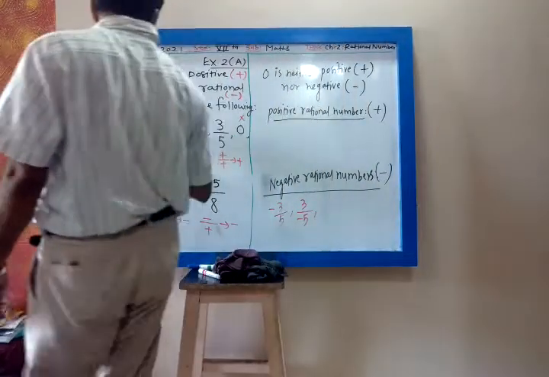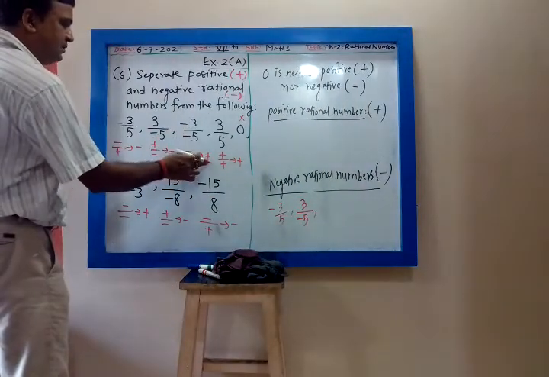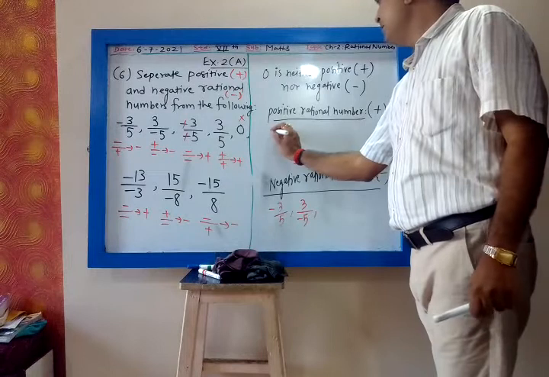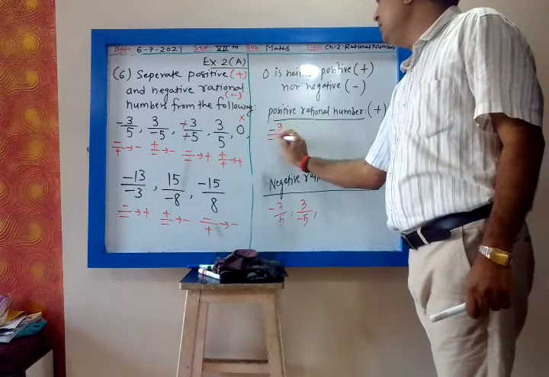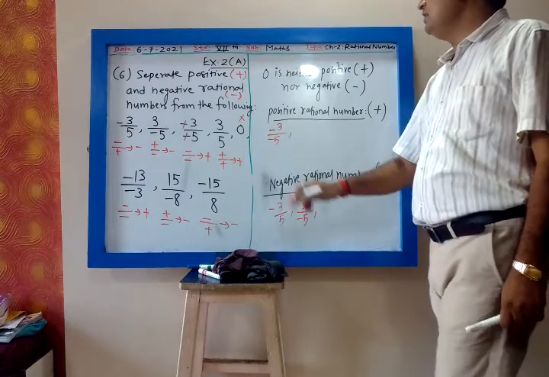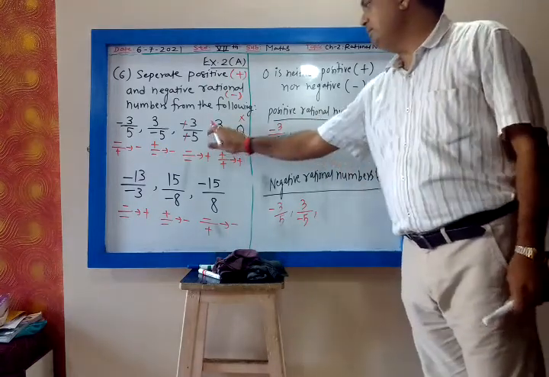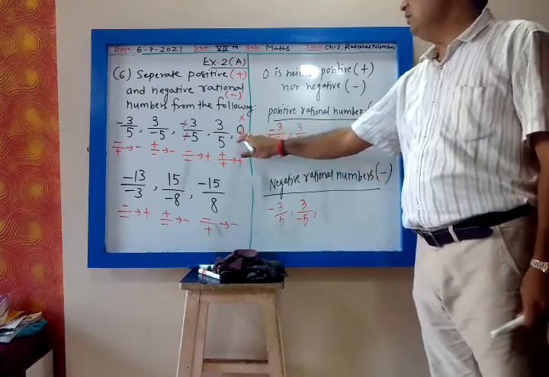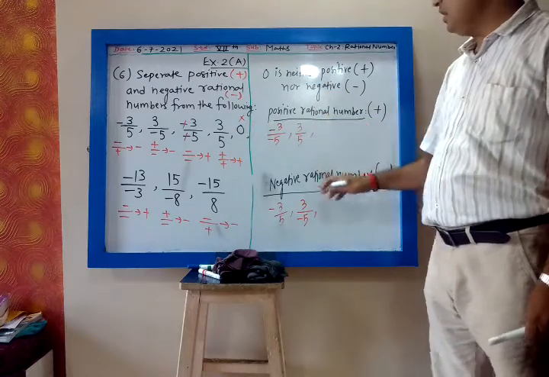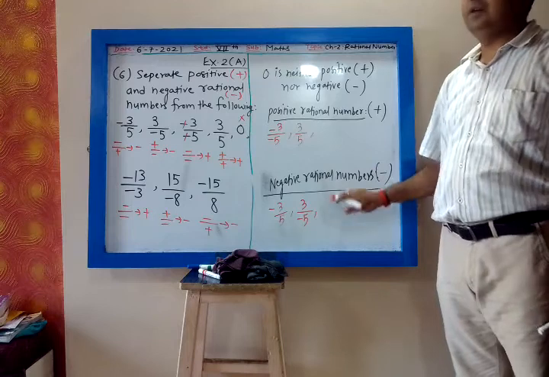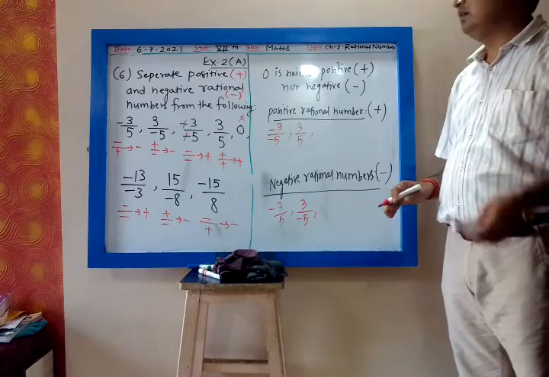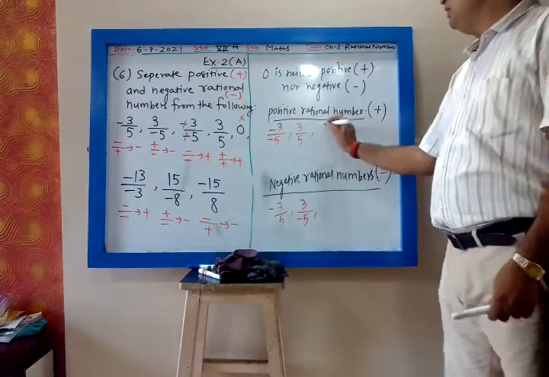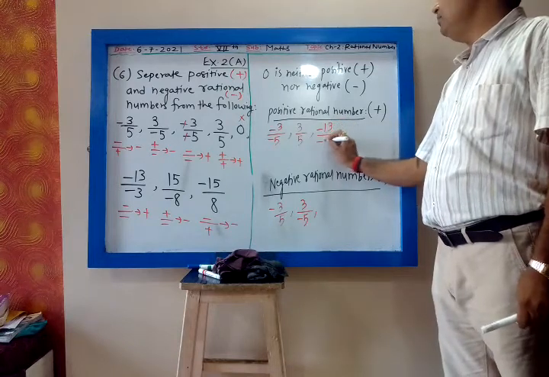Let us take minus 3 upon minus 5. Minus upon minus is plus, because the minus signs get cancelled. So minus 3 upon minus 5 is positive. Then 3 upon 5. Plus upon plus will be plus. So 3 upon 5 is positive. Then 0 is neither positive nor negative. So 0 you will not write in positive rational numbers or negative rational numbers. Let us take minus upon minus. Minus get cancelled, plus. So minus 13 upon minus 3 is a positive rational number.